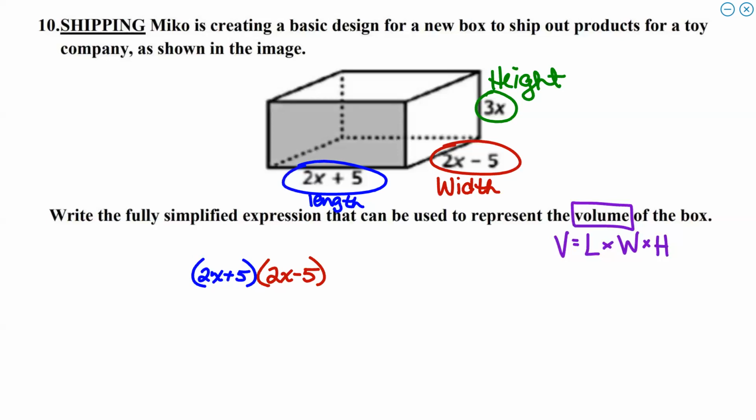And Shadrach, it technically does not matter what order you write these down in. So if you said my length is 3x, that would be fine. As long as you have all three pieces that are being multiplied together, it's totally fine. I'm going to multiply the more difficult ones together, the harder ones, the ones with pluses and minuses. So I take 2x plus 5, and I have to distribute that to 2x minus 5.